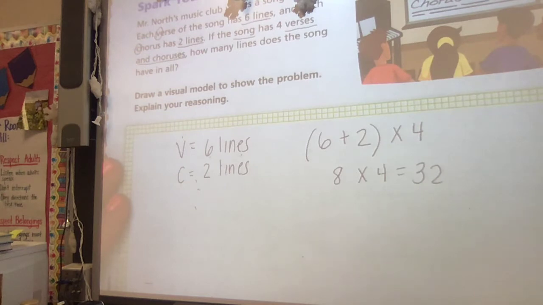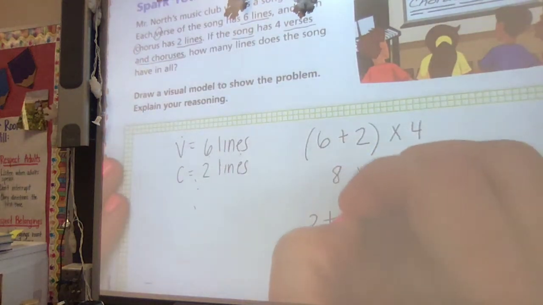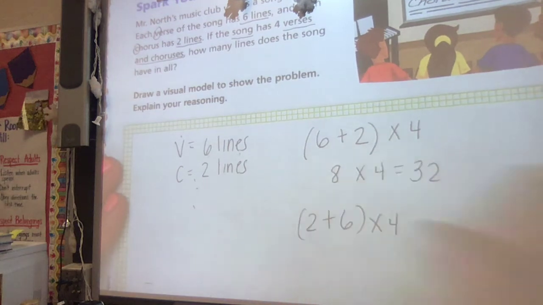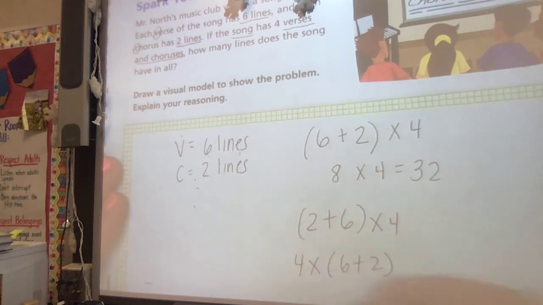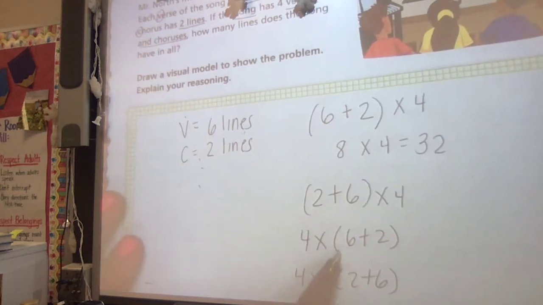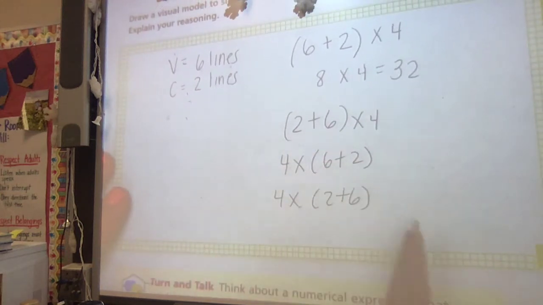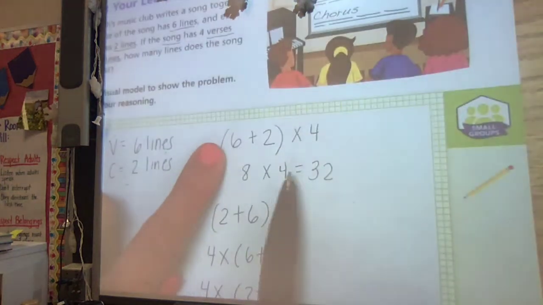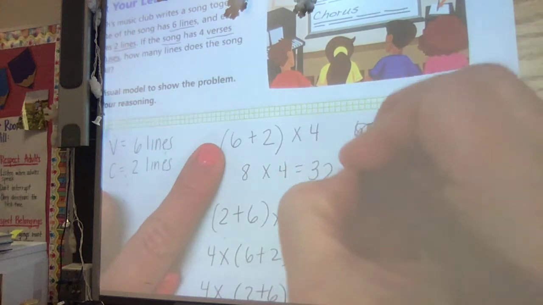You could have written 2 plus 6 times 4, or 4 times 6 plus 2. But what's important is that you do put these in parentheses, because if you don't, and I look at this, if I'm following the order of operations and there were no parentheses, oops. So let me rewrite this without parentheses.